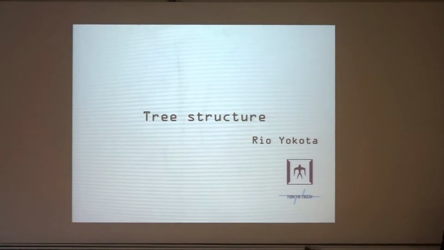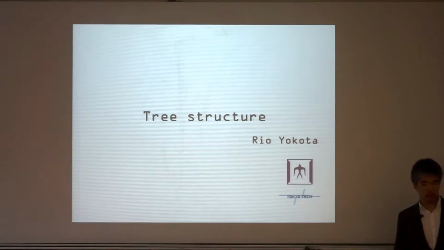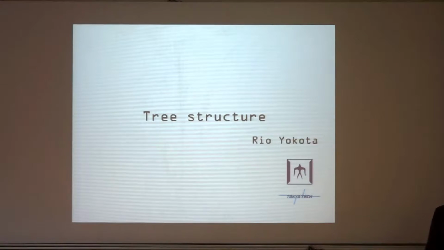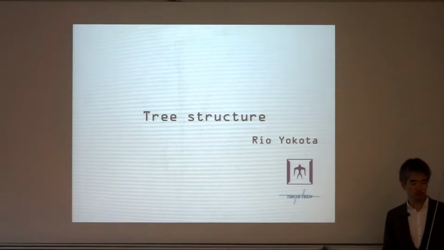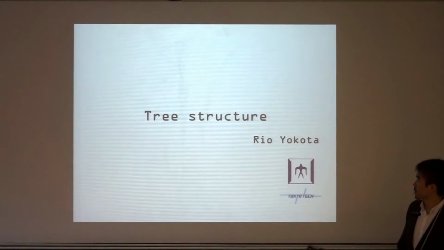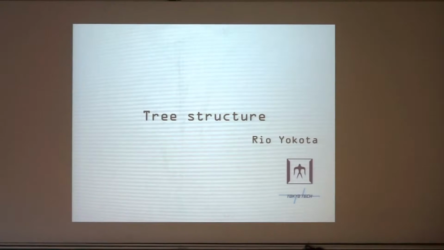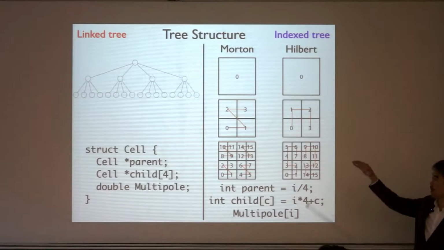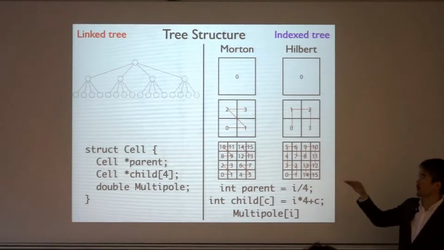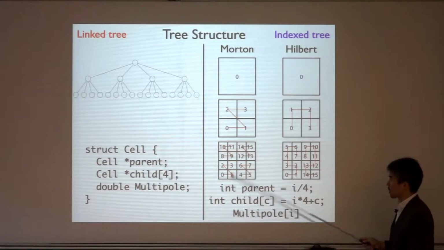Okay, hello. Welcome to the second day of the FMM tutorial. Yesterday we discussed the basic mathematics of the fast multipole method, but we didn't discuss too much about how to manipulate the tree structure. So today we will discuss mostly the tree structure. No equations today. Yesterday, we mentioned that we will divide the domain hierarchically into four boxes, and then 16 boxes, and so on.